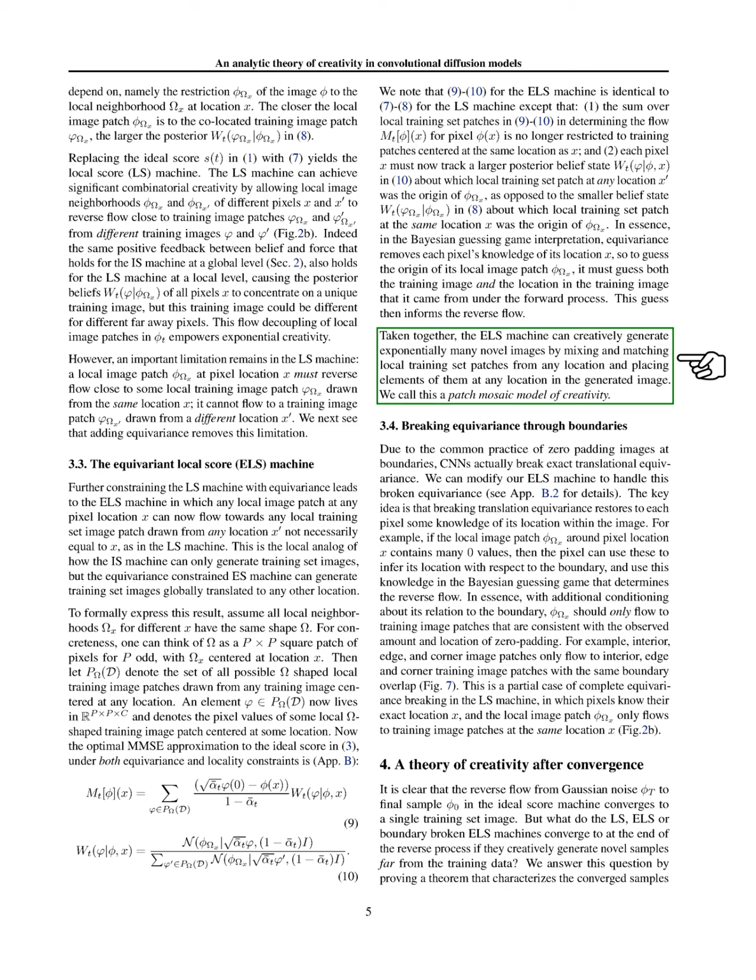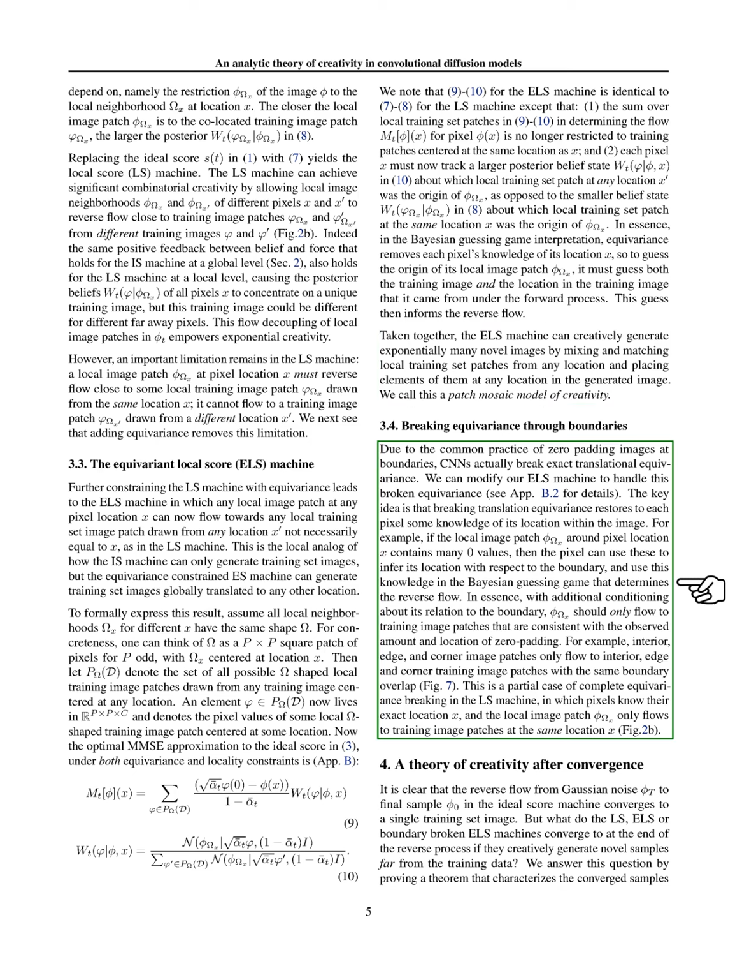Section: Breaking equivariance through boundaries. In this section, we discuss how boundaries affect translational equivariance in convolutional neural networks, CNNs. When we use zero padding at the edges of images, we inadvertently disrupt exact translational equivariance. We can adjust our ELSE machine to accommodate this disruption, as detailed in the appendix. The main idea is that this broken equivariance allows each pixel to gain some awareness of its position within the image. For instance, if the local image patch around a pixel contains many zero values, the pixel can deduce its location relative to the boundary and use this information in the process of generating samples.